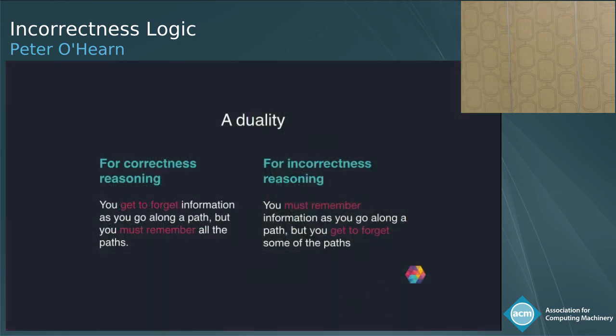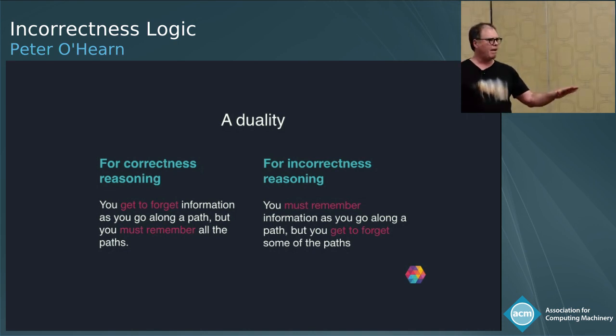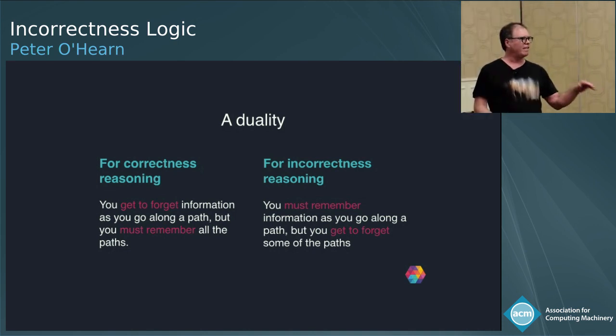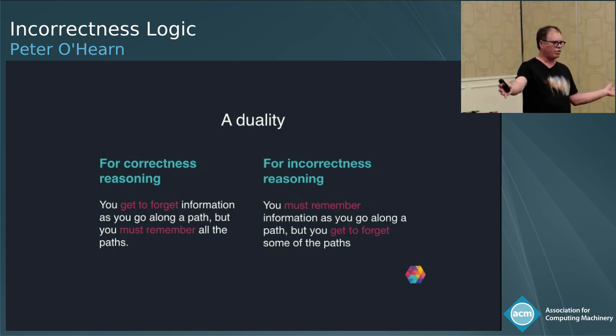So there's an interesting duality that comes out here. For correctness reasoning, you get to forget information as you go along a path. That's called abstraction, and that's what abstract interpretation is based on. But you have to remember all the paths. And having to remember all the paths is where the difficulty comes in doing it, right?